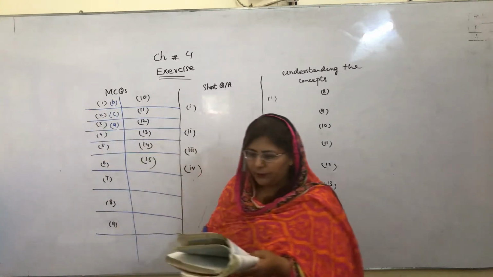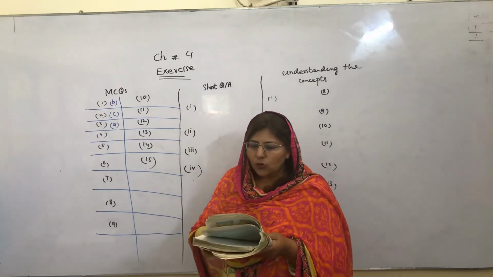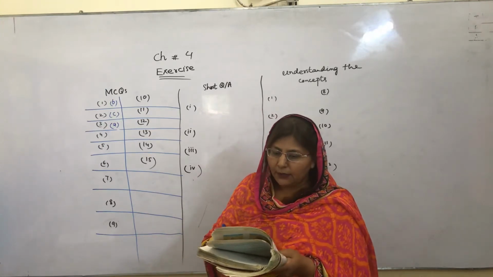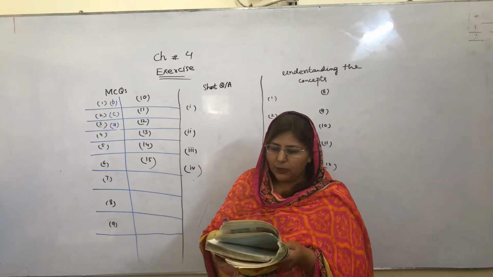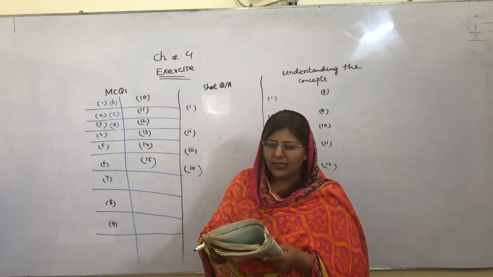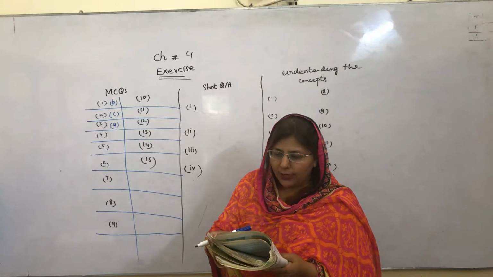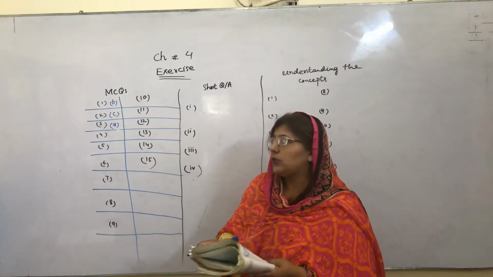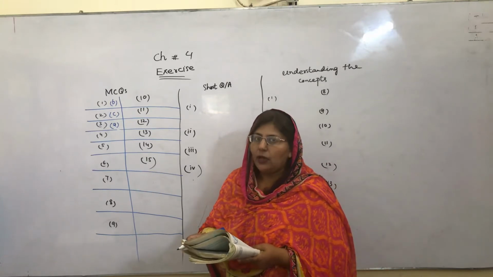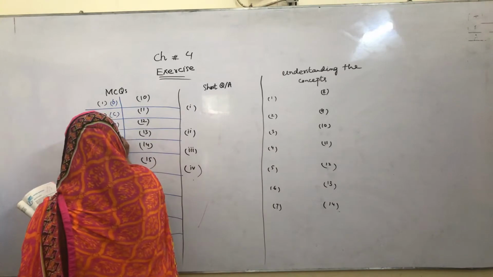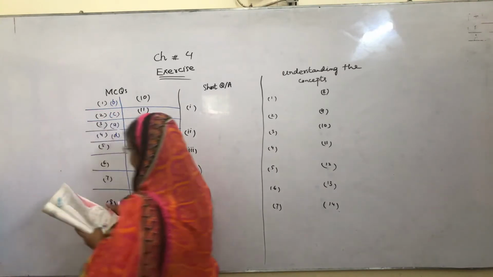Then number 4, which of these materials is not a component of the plasma membrane? Option A, lipids. Option B, carbohydrates. Option C, proteins. And option D is DNA. The correct option is the one which is not a component, meaning not part of the cell membrane. So the correct option is DNA, option D.